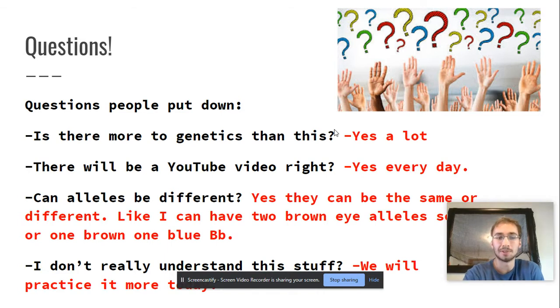Here are some questions people put down. Is there more to genetics than this? Yes, a lot. Will there be a YouTube video? Yes, every day. You're watching it right now. And can alleles be different? Yes, they can. Alleles are a version of a gene. They can either be the same or different. Like I can have two brown eye alleles, or I can have one brown eye allele and one blue.